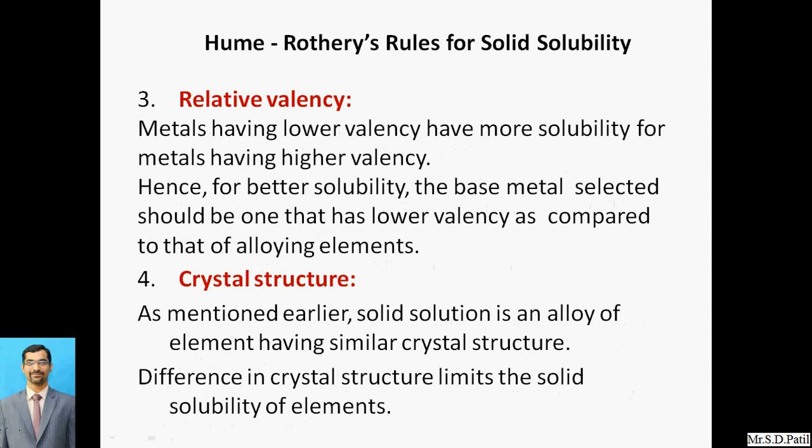Next, relative valency. A metal having lower valency has more solubility for metals having higher valency. Comparing the two, the metal with the lower valency has more solubility. Hence for better solubility, the base metal selected should be one that has lower valency compared to the alloying elements. Then it is easy to achieve good solid solubility.